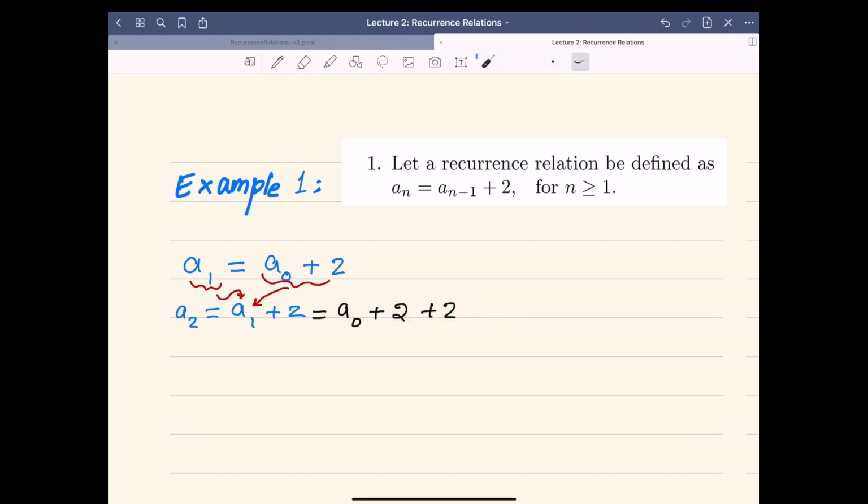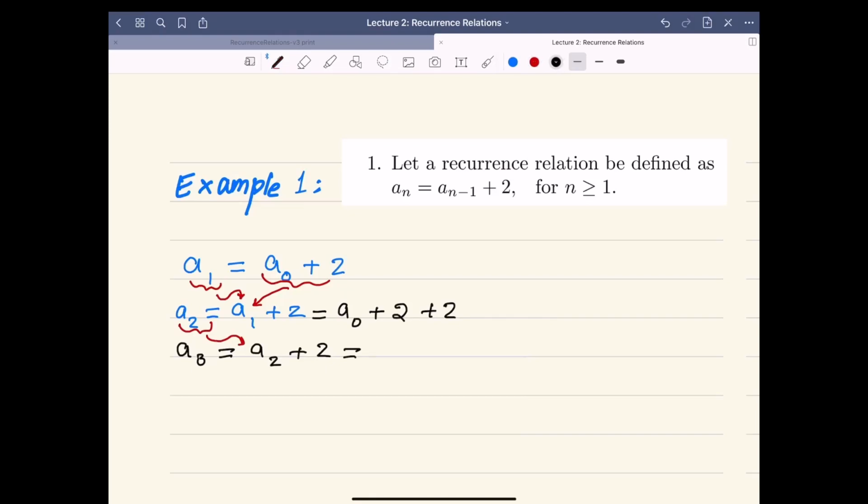Don't write 4. Maybe for this particular example it is easy to guess the pattern for the coming terms, but for some recurrence relations, if you find the final answer, you will not be able to discover the pattern. Just leave it now. Let's go for A3. From the recurrence relation, A3 is equal to A2 plus 2. We have already found A2 from the previous step, so you need to replace A2 by the previous substitution.